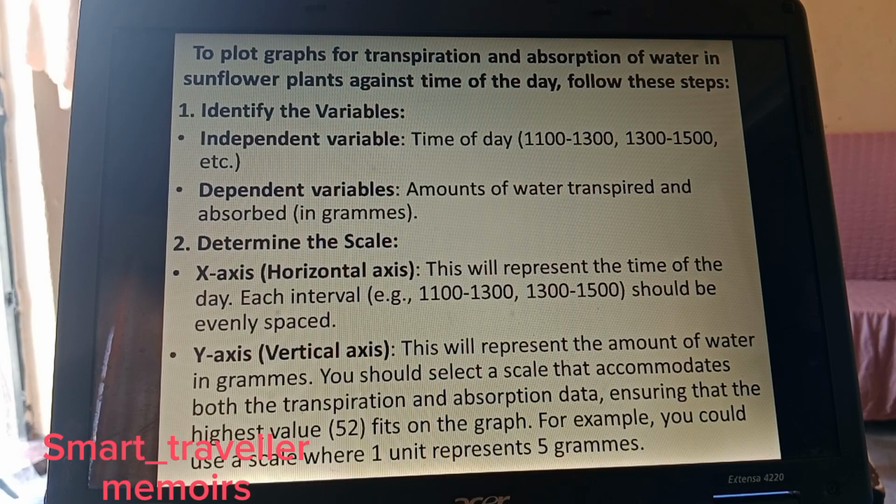Each interval, 11 to 13, 13 to 15, should be evenly placed. The y-axis, or vertical axis, will represent the amount of water in grams. You should select a scale that accommodates both transpiration and absorption, ensuring that the highest value, 52, fits on the graph. For example, you could use a scale of 1 unit representing 5 grams.